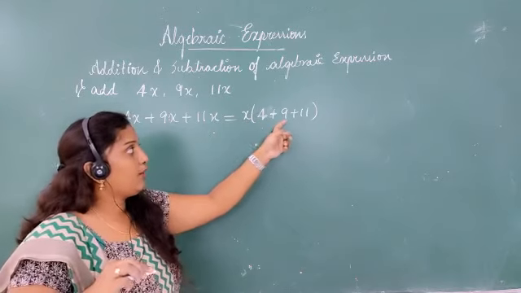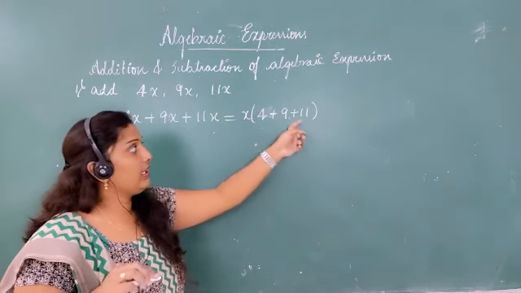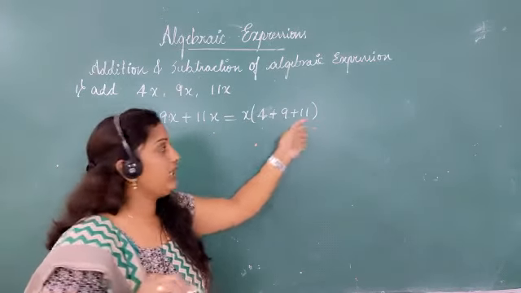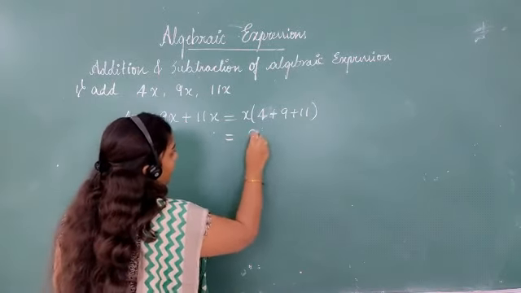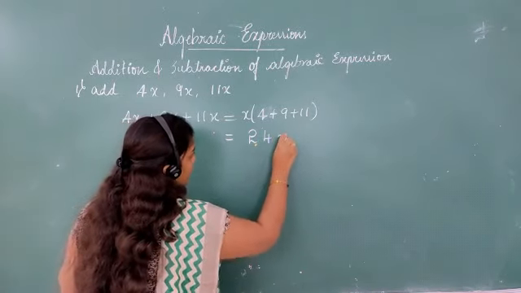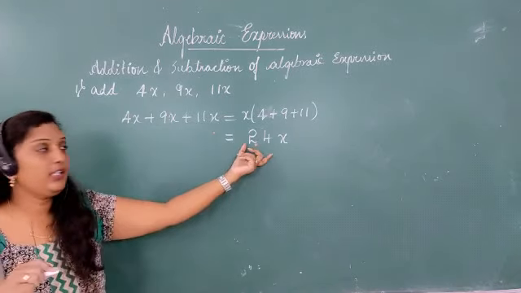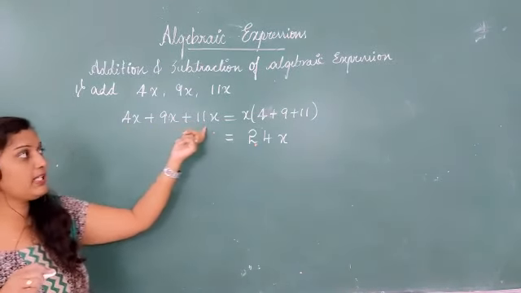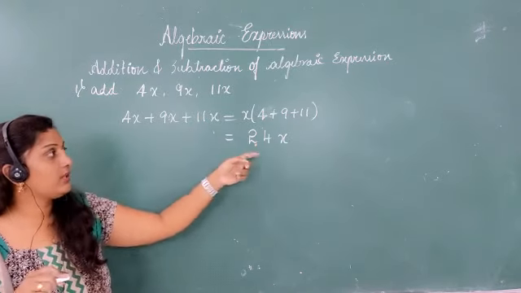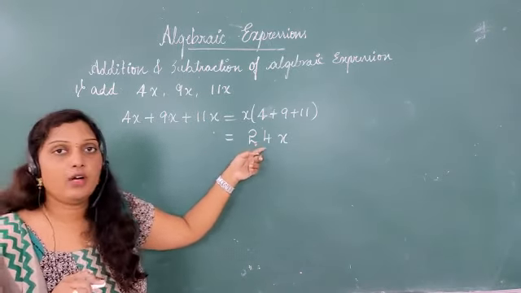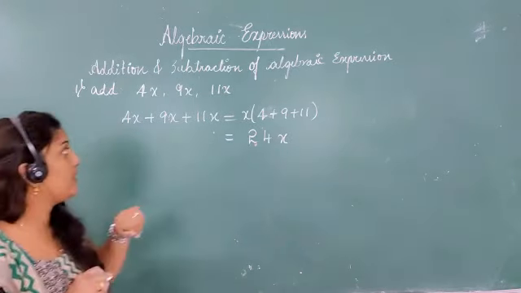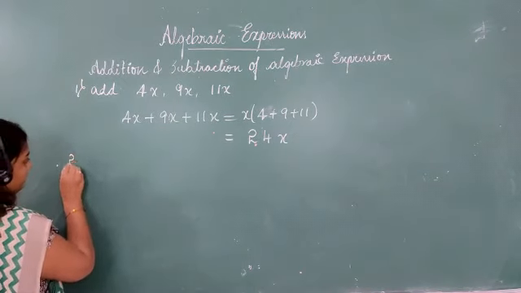So what will you get? 4 plus 9 is 13. 13 plus 11 is 24. Right? So you will have 24x. So this is the value of 4x plus 9x plus 11x. Okay, so this is about addition of algebraic expressions. Next we will see one example for subtraction.